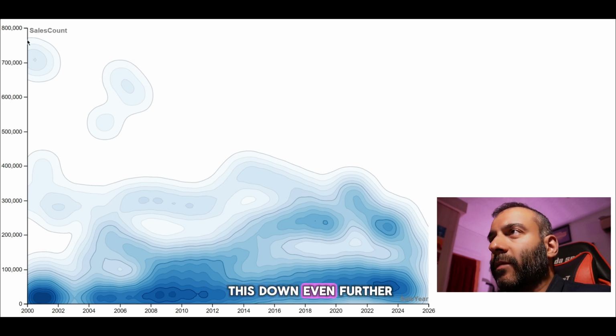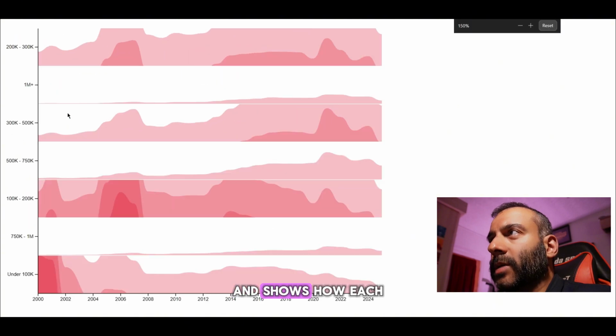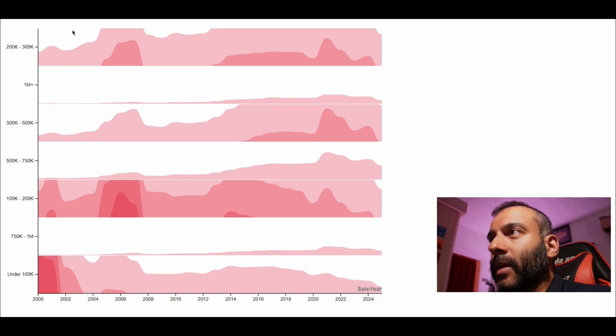Now if we break this down even further, this chart splits the market into price bands and shows how each one evolves over time. The under 100k band starts strong in the early 2000s, but then it fades away almost completely. That part of the market basically disappears. The 100 to 300k range becomes dominant for a long time, but even that starts shifting upwards. What used to be average is no longer enough.